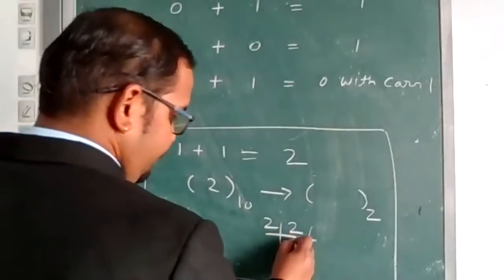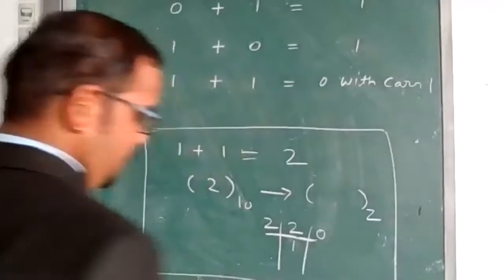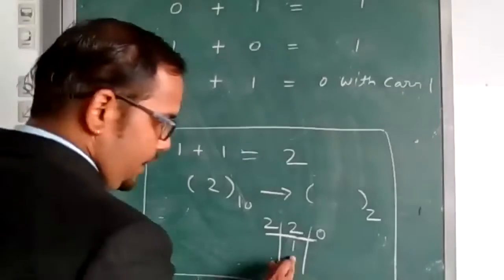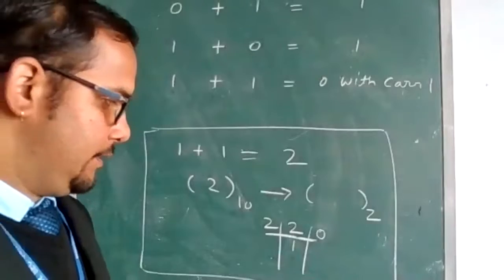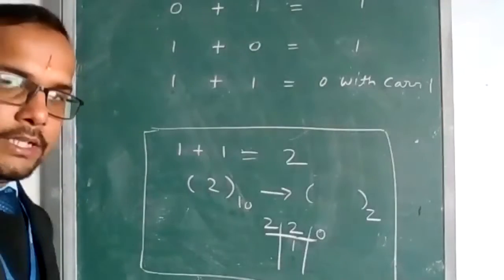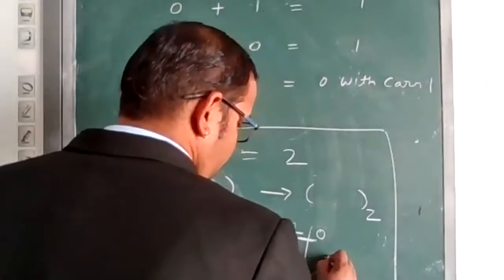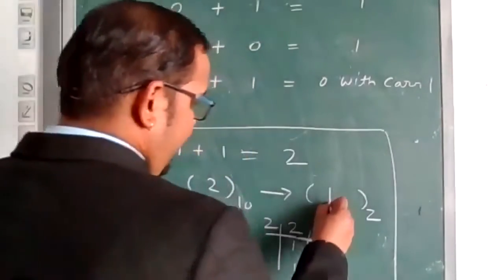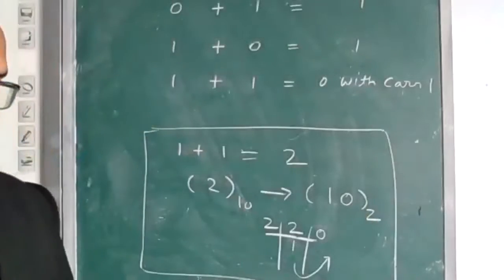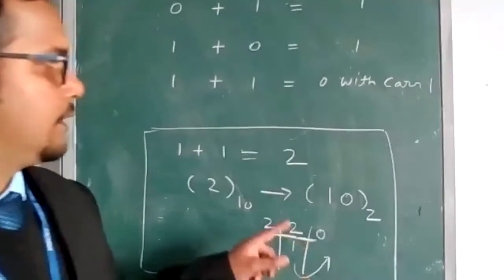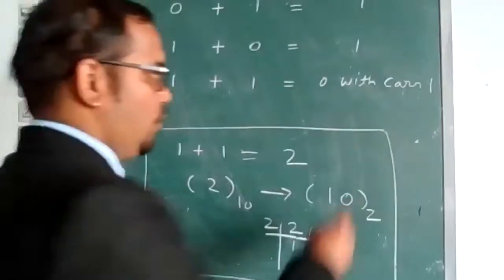So 2 1 ja 2 and remainder is 0. Now we get quotient as 1. Quotient क्या मिल गया हमें? 1 मिल गया. So stop the division and write your answer in reverse order. Reverse order means from bottom to top. So first you have to write 1 and then 0. According to this, we will write this. 1 plus 1 is 1 0.